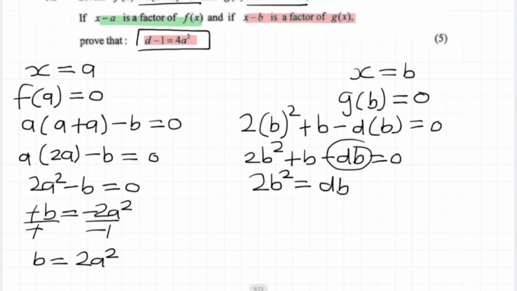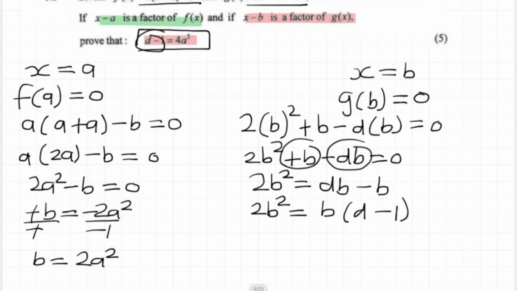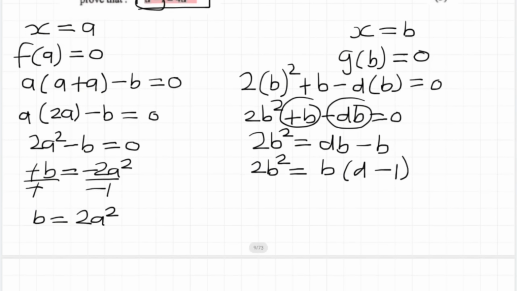And then this is db. I took that d to the other side. And then I'm going to take this b to the other side. It's going to be minus b, just like that. And then from here on, I'm going to have 2b squared. Here I can take a common factor, which is b. And I'm going to be left with d minus 1. Look at that d minus 1, where it comes from. It comes from here. So we're a little bit closer to where we're going.